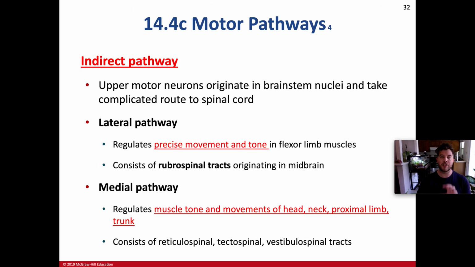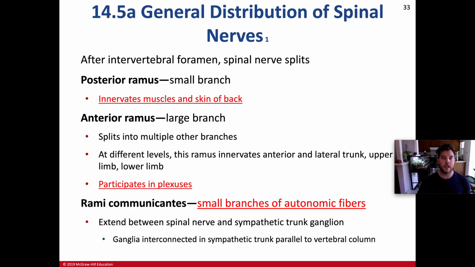Okay, so those were the different motor pathways. Direct and indirect, upper neurons, lower neurons. Good luck. Now getting into general distribution of spinal nerves.